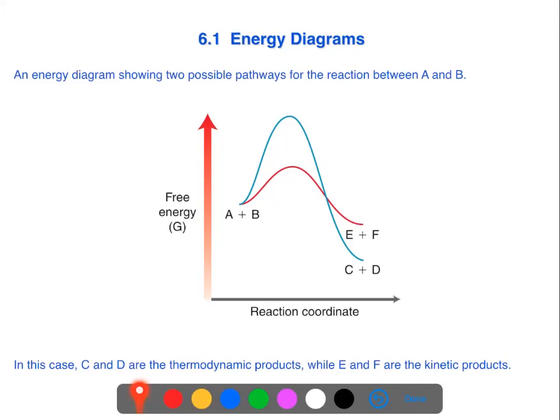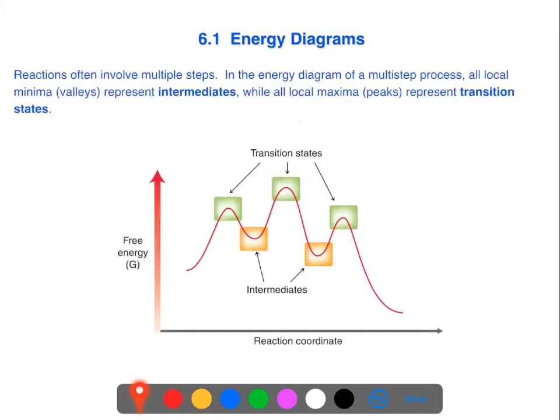Now, reactions often involve multiple steps. Unlike what we saw in the previous example where we had just a single maximum, in an energy diagram of a multi-step process, we'll also have what we refer to as local minima. And these local minima, as highlighted in these orange areas, are referred to as intermediates. These are short-lived species, but we can detect them spectroscopically, and in some instances, we can isolate them.